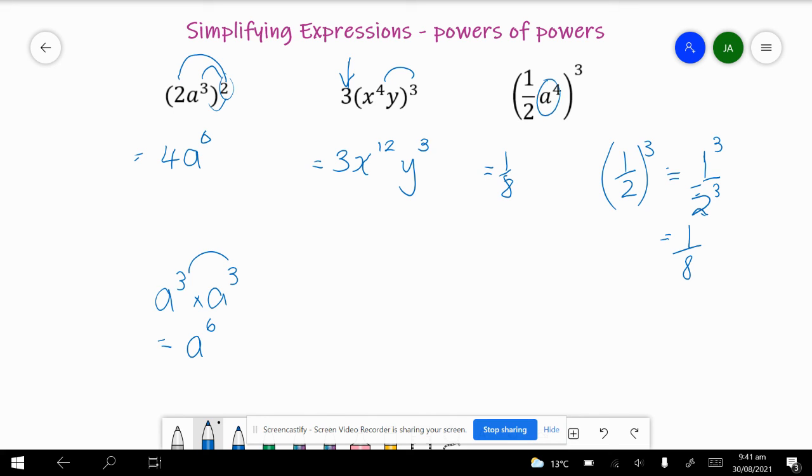Okay, so now we look at the a bit. That's to the power of the 4. And using our rules that we know, 4 times 3 is just 12. So it's a to the power of 12. And that's how you find powers of powers.